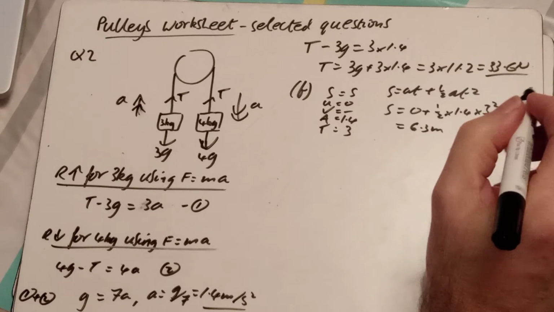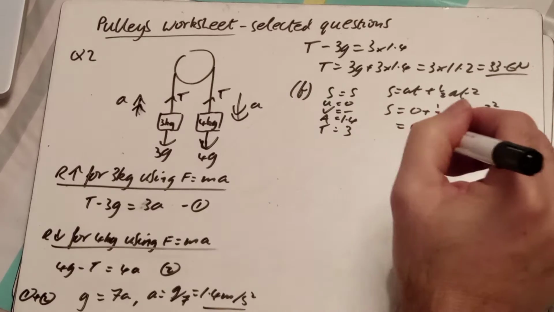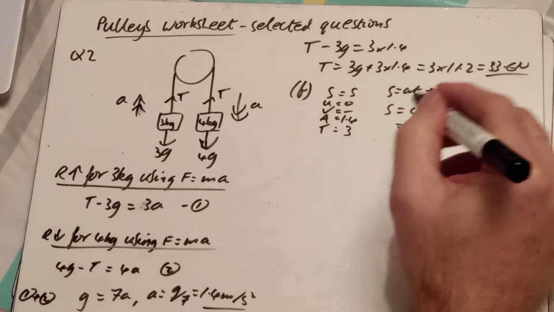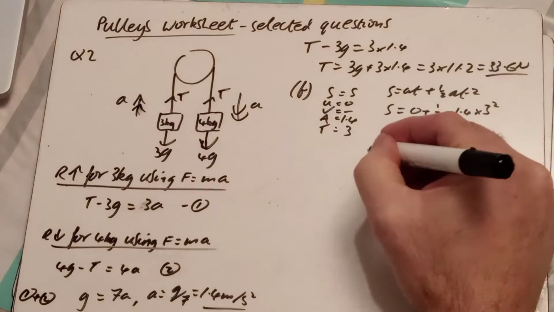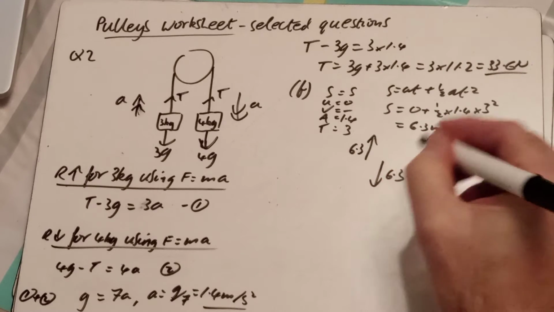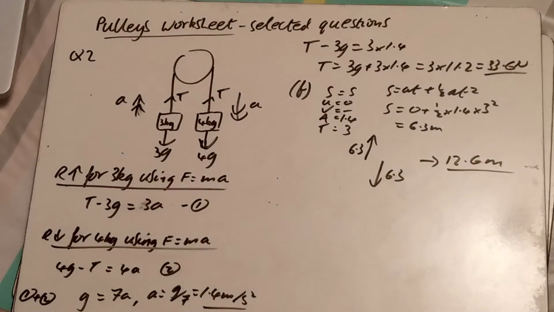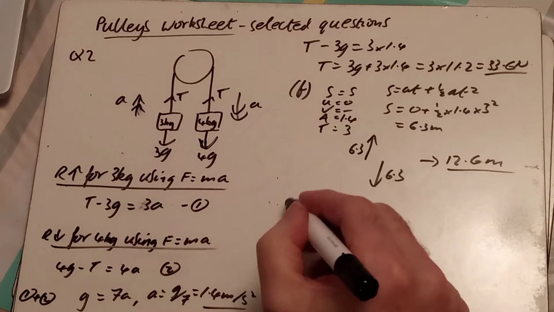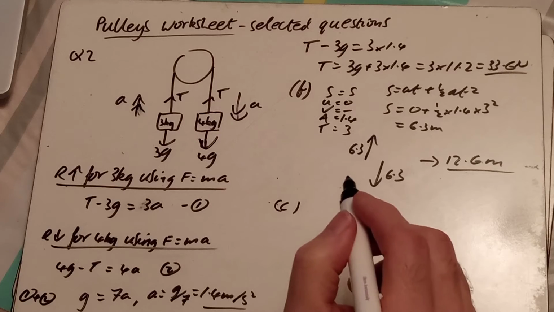But it doesn't want the displacement of just one of them, where one falls and one rises. It wants the total distance between the two. Well, the lighter one has gone up by 6.3 meters, as the heavier one has gone down by 6.3. So the total between them is 12.6 meters. That's how far apart they are. And the last part, C, wants the force that the string exerts on the peg.